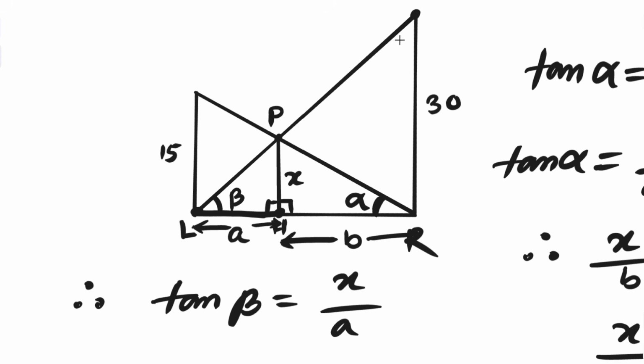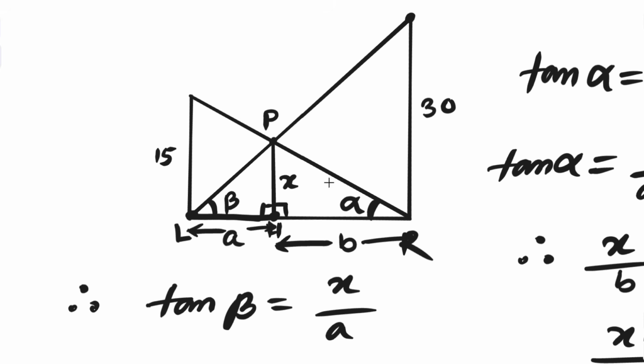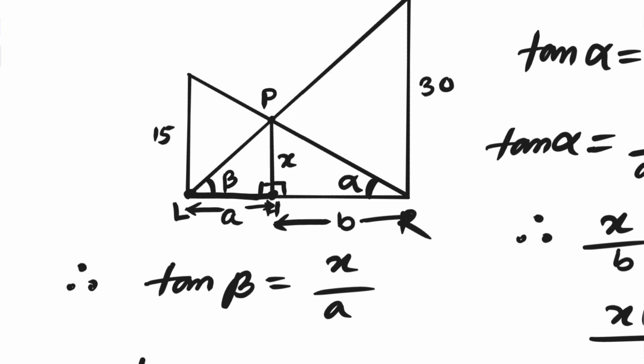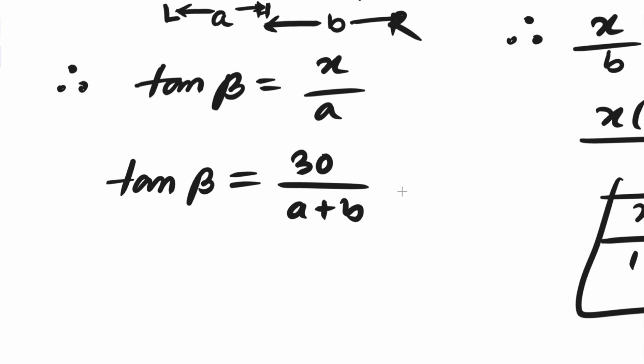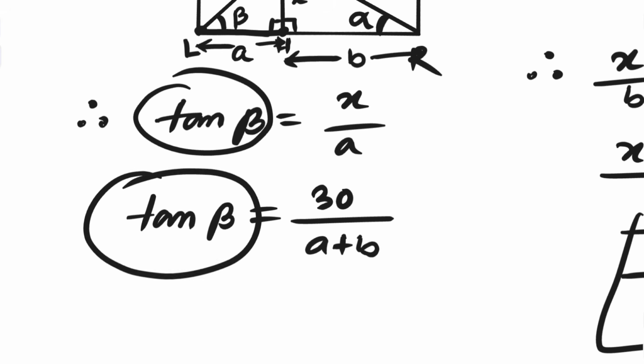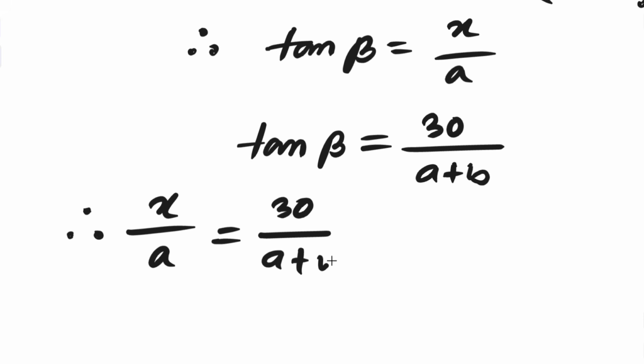Now we switch our attention to the large right triangle on the right side. The vertical height there is 30 and the complete horizontal base is still A plus B. Since the angle beta belongs to the same diagonal, tangent beta can also be calculated as the opposite side, 30, divided by the adjacent side, A plus B. So we have tangent beta equals 30 divided by A plus B. Since both expressions represent tangent beta, we can set them equal to each other. Therefore, x divided by A equals 30 divided by A plus B.